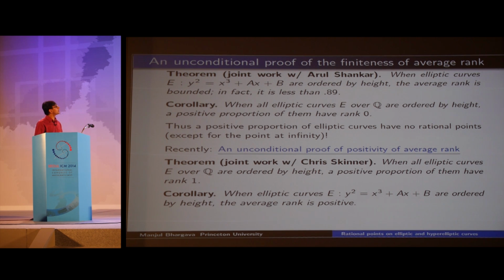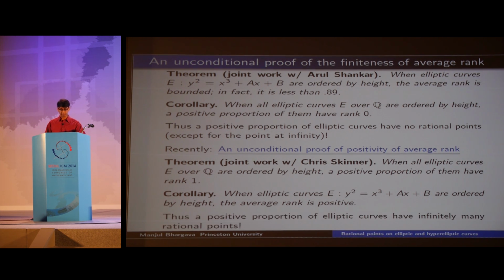But these two theorems together do now show, therefore, that, with positive probability, an elliptic curve will have no rational points except the point at infinity, and a positive proportion will have infinitely many rational points. So they both do occur in significant proportions. Okay, so a positive proportion of elliptic curves have no rational points except the point at infinity, and a positive proportion have infinitely many rational points.